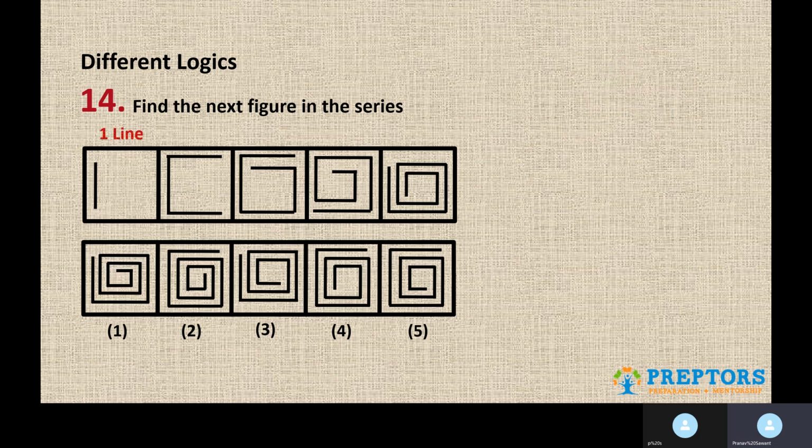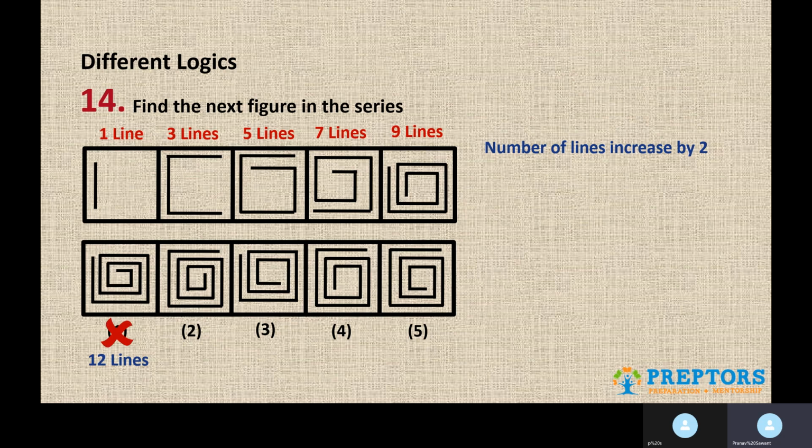Moving to next. Now, we will count the number of lines. So 1 line, 3 lines, 5 lines, 7 lines, 9 lines. The number of lines increases by 2. Hence, we need 11 lines now.